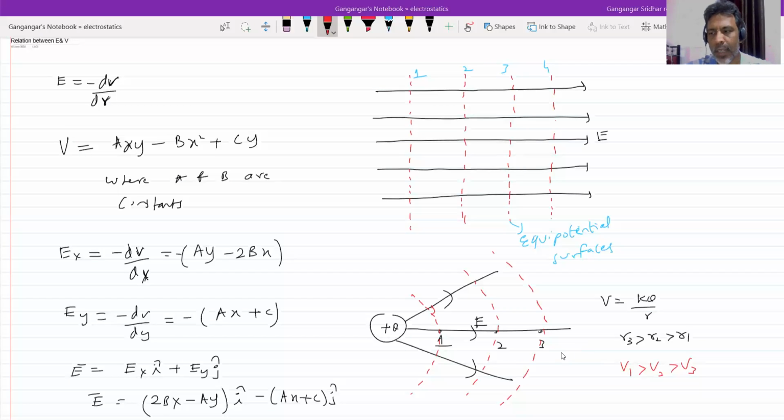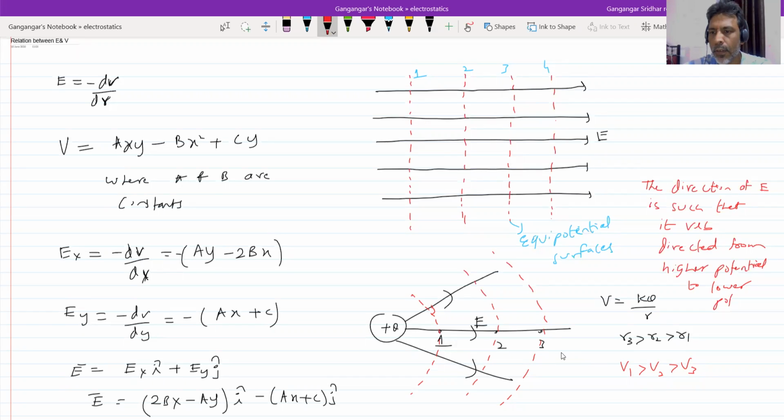So the direction of E bar is such that it will be directed from higher potential to lower potential. That's one very important point.